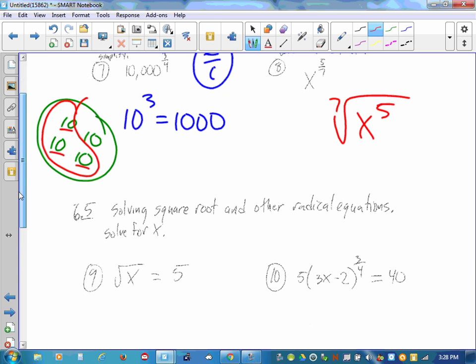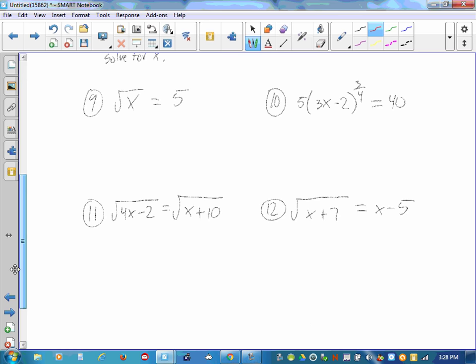All right, now we're solving these four. The first one is super easy. I square each side. I get x is 25. The next one, I do regular algebra first. I get 3x minus 2 is equal to the 3/4 power, and then I get 8. So you always do as much regular basic algebra as you can, and then you do the special thing.